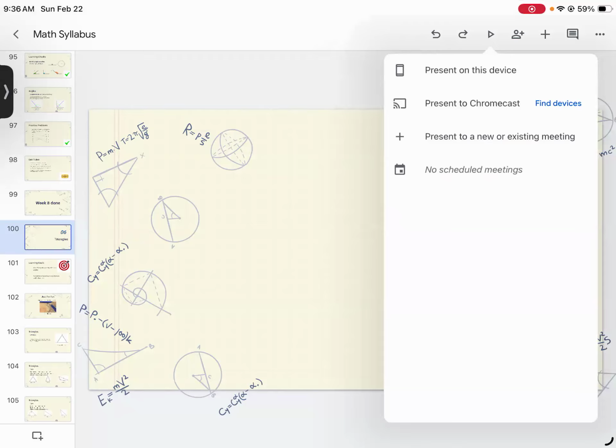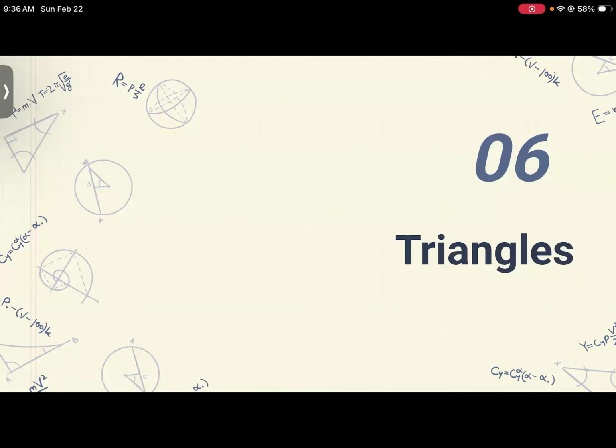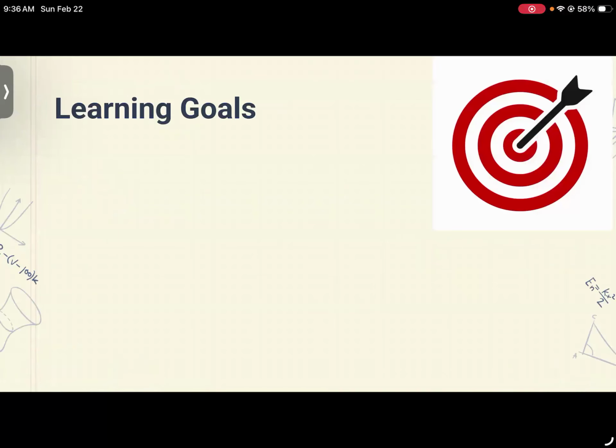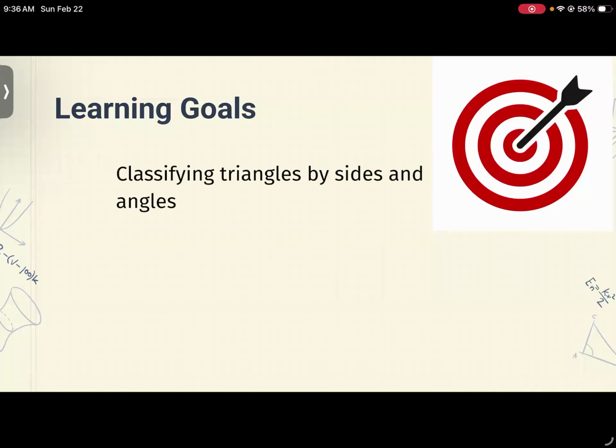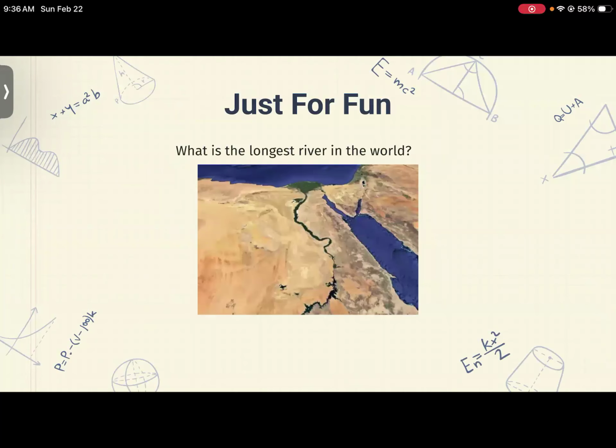So today's lesson is chapter 6, and this is all about triangles. Can you hear me? Okay, that's good. So the learning goals are that I can classify triangles by sides and angles, and that you can understand and apply triangle angle theorems. So just for fun, does anybody know what the longest river in the world is?